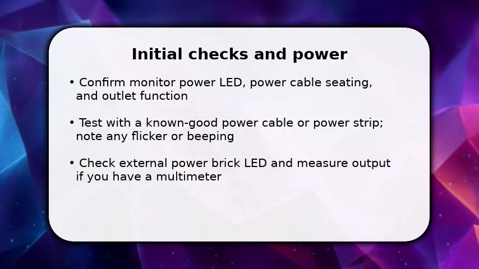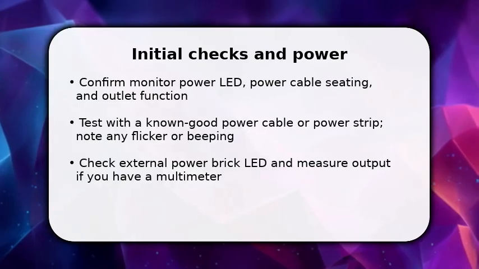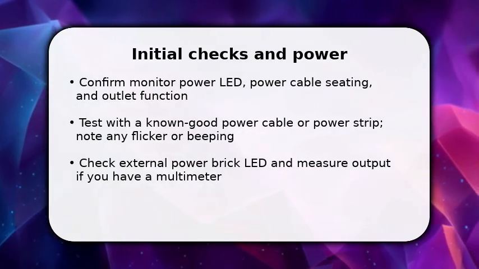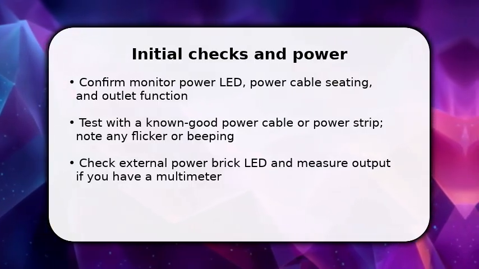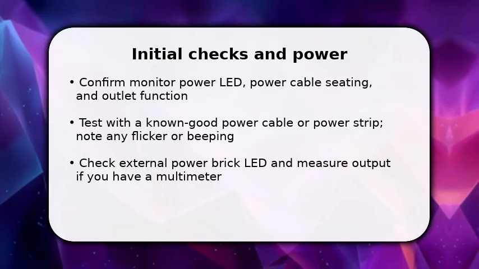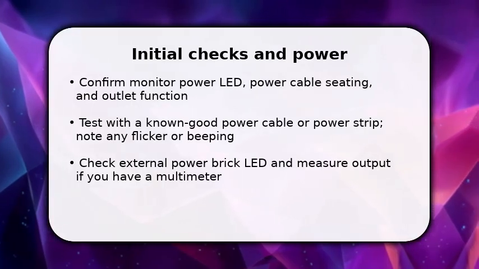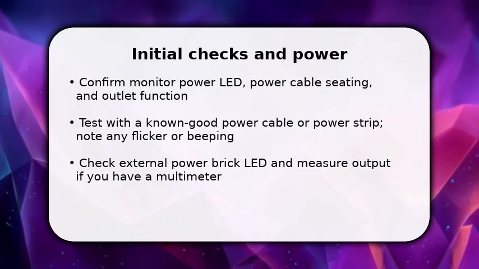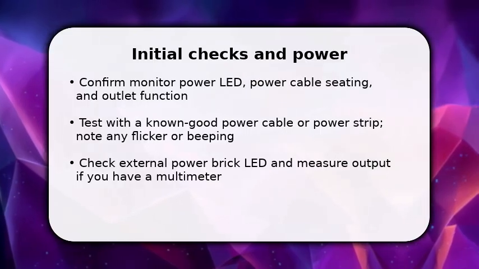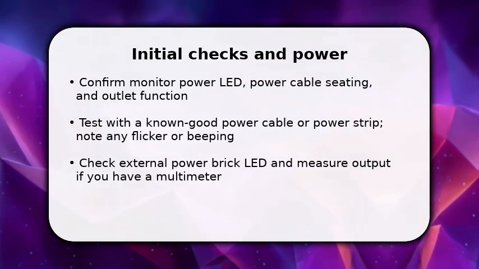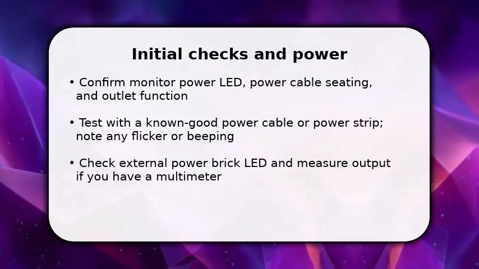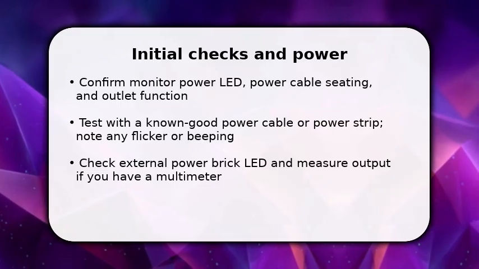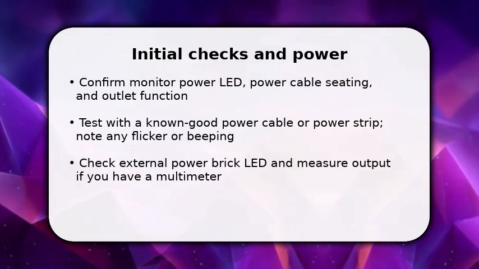You start by isolating power faults. Unplug the monitor and reseat the power cable, then plug into a different known good outlet. Once done, inspect the power brick for warm spots or indicator lights. A dead LED often means a faulty adapter. If you have a multimeter, measure the DC output to confirm the correct voltage. You do this because most failures are power-related. Fixing the cable or adapter solves many no-display cases immediately.